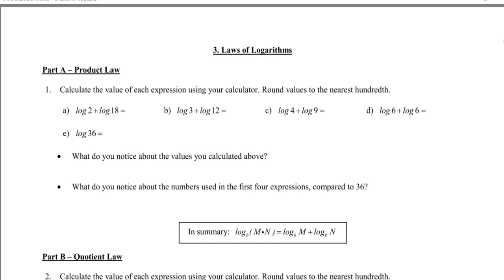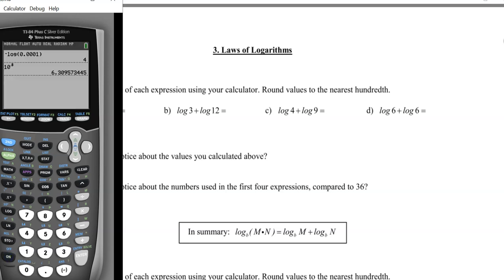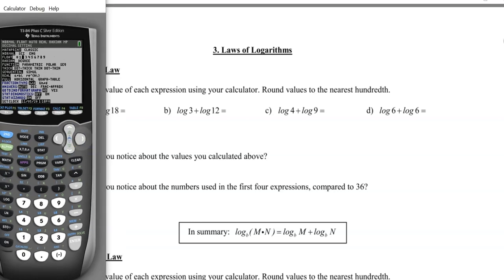So log 2 plus log 18. Round it to the nearest hundredth. If you know you're going to do like 5 things where you want to round to the hundredth, you can set your calculator to round for you. If I go into mode, we're doing like 6 of these calculations and I want them all to the hundredth, so on the float line, you go to 2. That says round to 2 decimal places. We can quit out of that.